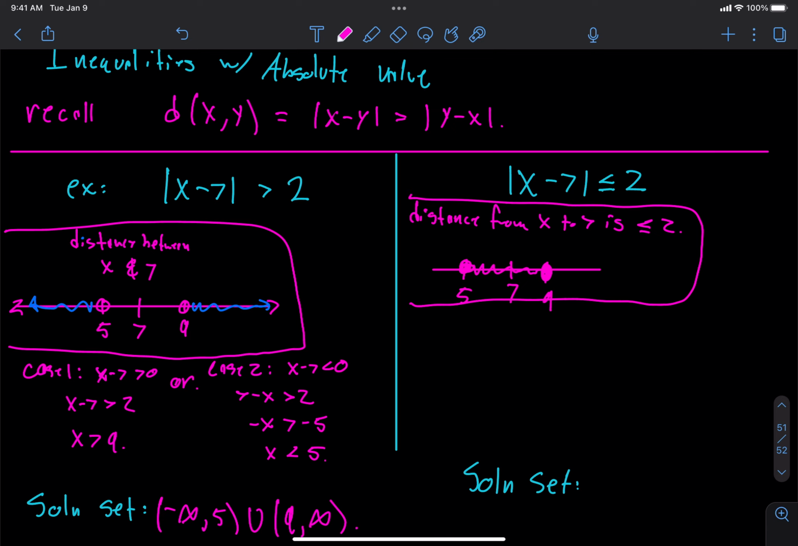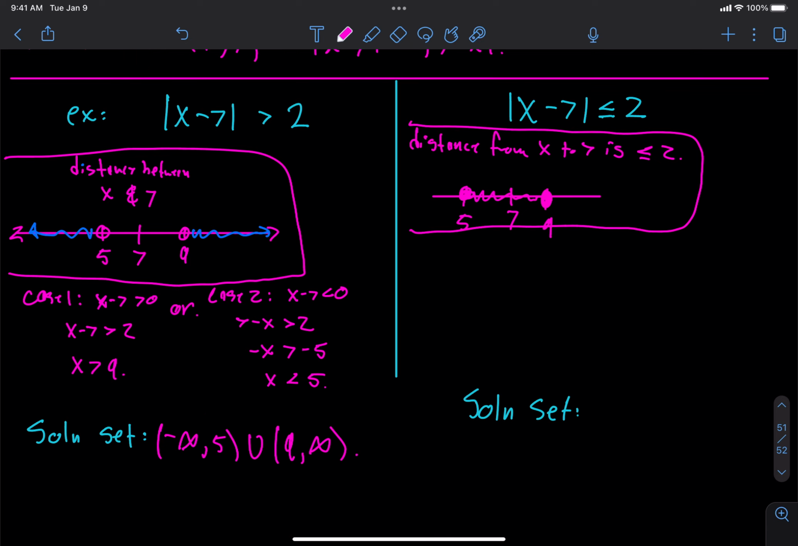But again, we can solve it by going through the cases. So case 1, x minus 7 is larger than 0, in which case we get x minus 7 less than or equal to 2, because the absolute value sign does nothing if the number inside is positive. Then we add 7 to both sides. We get x is less than or equal to 9.